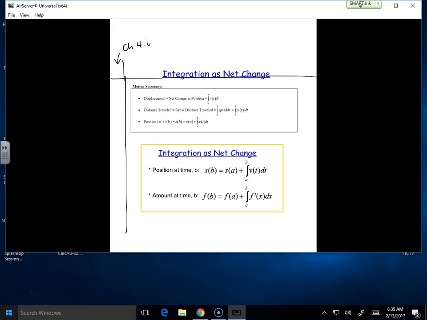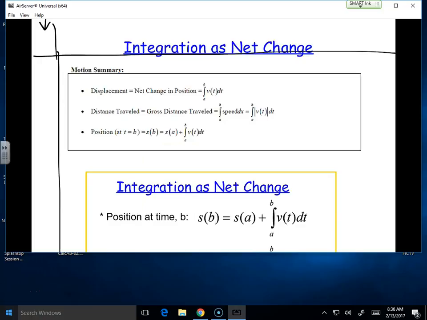Alright, you guys getting these formulas down? The top part's not a forever card, but the top part tells us where this comes from. Do you guys have integration as net change as the title, so I can get rid of it?